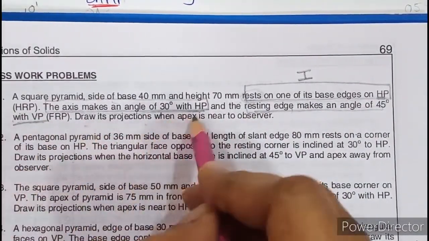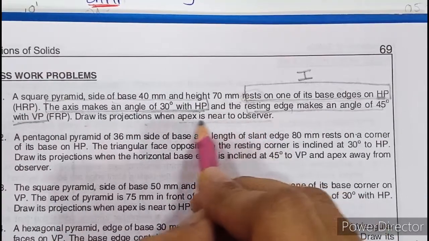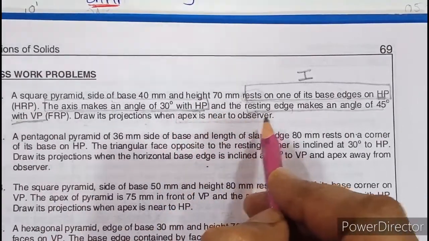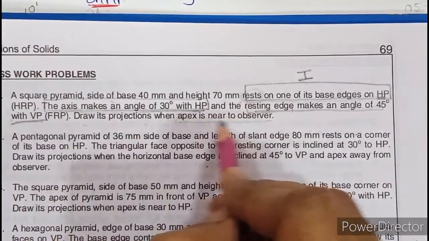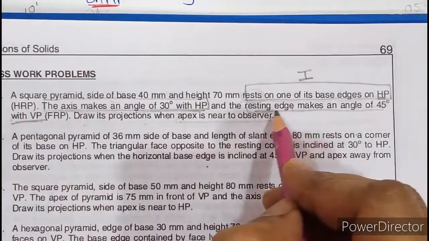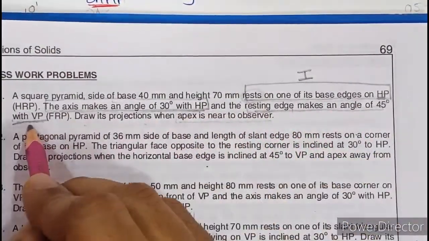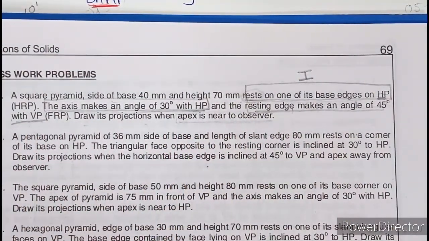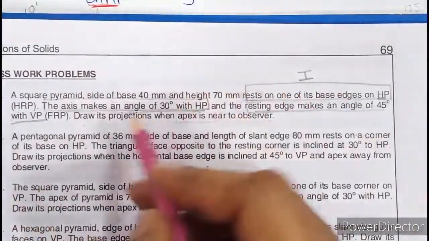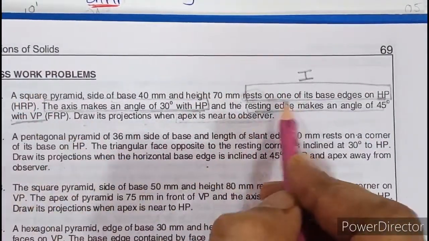Draw its projection when the apex is near to the observer. So as I told and as written in the note, apex near, apex away has to be drawn in the third stage. So this is the third stage. The third stage has two conditions. The resting edge makes 45 with VP as well as the apex is near to the observer. So you should develop that skill of breaking up a question into 3 stages.